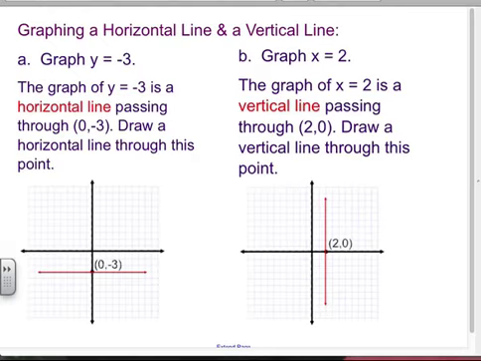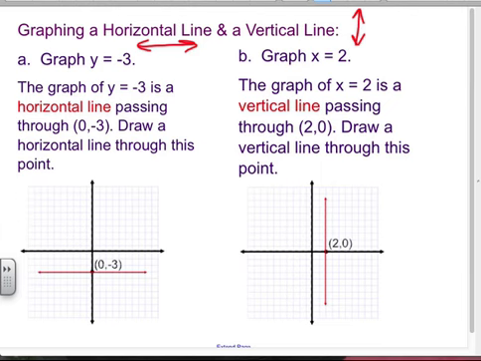We need to talk about some of the linear equations that result in horizontal lines and vertical lines. Do you remember what horizontal lines look like? They go right to left, like the horizon. Vertical lines run up and down, north to south, like that.